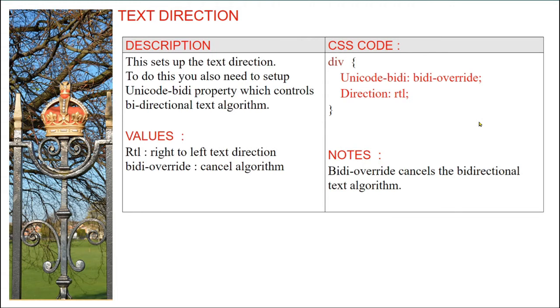The values that we can use in this example in setting the text direction are RTL, which stands for right to left text direction, and BIDI override, which means to cancel the BIDI algorithm. And in CSS, the way we do this is we say Unicode-BIDI, set that to BIDI override, set the direction to RTL. The BIDI override cancels the bidirectional text algorithm.